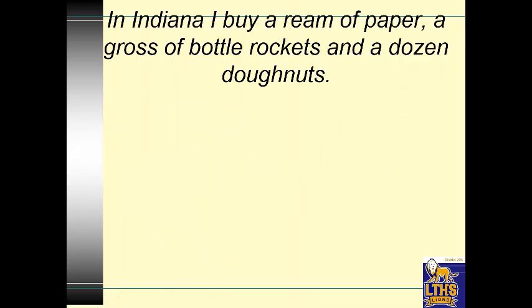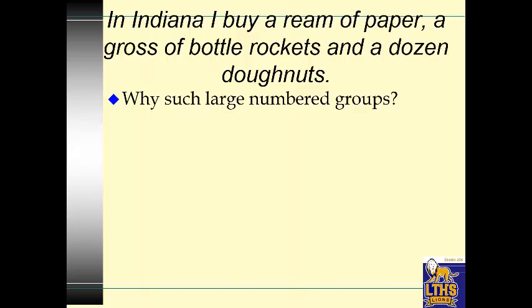Okay, so let's talk about a lot. When you have a lot, we don't really count them. We just count a bunch of them together. So you know, I buy a ream of paper when I need paper, or a gross of bottle rockets, or a dozen donuts. So a ream of paper is 500 sheets. A gross of bottle rockets is 144 bottle rockets. Woohoo! 4th of July! And a dozen donuts is 12.